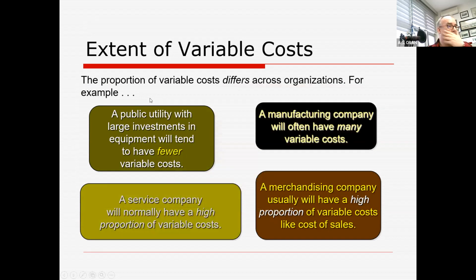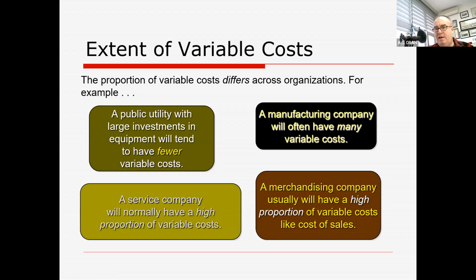Okay, so another thing that we're going to be interested in is how big or how small are variable costs within the total cost structure. And, you know, if you have a large public utility like electricity production or gas and stuff like this, they have large investments in factories and in buildings and stuff like that, in infrastructure. So these types of companies will tend to have higher fixed costs, fewer variable costs. They will probably be producing per unit at a lower cost, but they will need big fixed investments to be able to start.